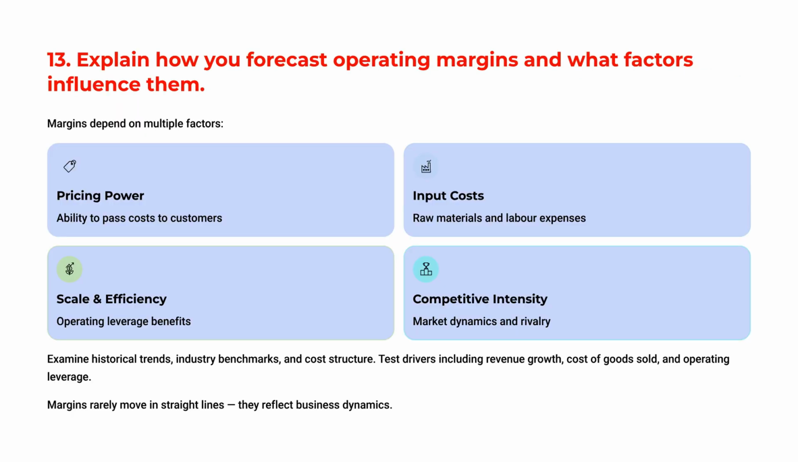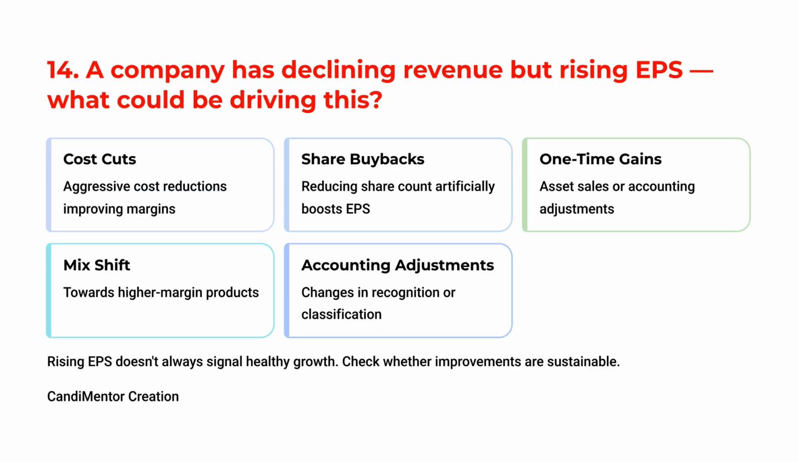Explain how you forecast operating margins and what factors influence them. Margins depend on pricing power, input costs, scale, efficiency, and competitive intensity. You examine historical trends, industry benchmarks, and cost structure. Then test drivers, revenue growth, cost of goods sold, operating leverage. Margins rarely move in straight lines. They reflect business dynamics.